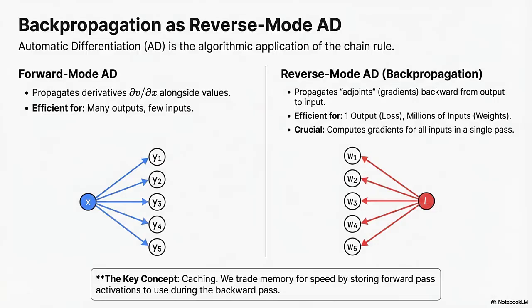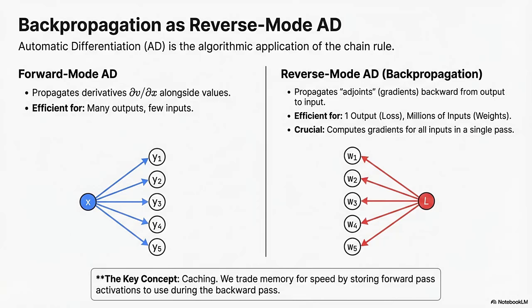The algorithmic application of this chain rule on graphs is called automatic differentiation, or AD for short. And there are two main flavors. You've got forward mode AD, which is efficient when you have just a few inputs and many outputs. But that's not our scenario, is it? In deep learning, we have millions of inputs, all the weights, and only one single output, the final scalar loss. This is where reverse mode AD, which is precisely what backpropagation is, becomes so crucial. It's perfectly suited to compute gradients for all of those inputs in just one backward pass.